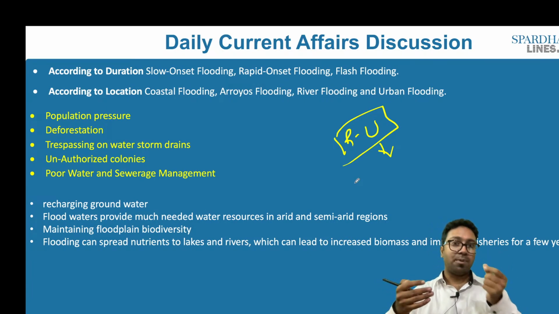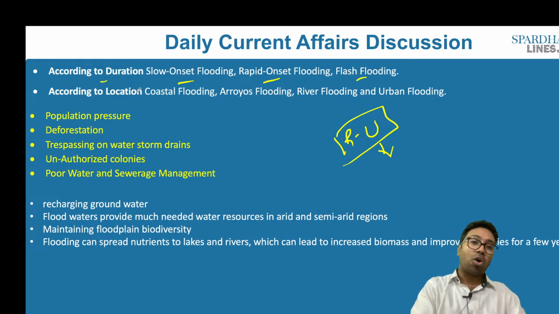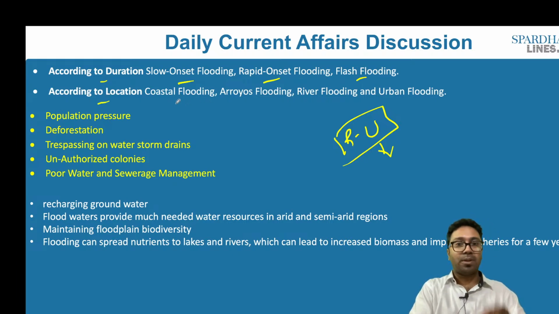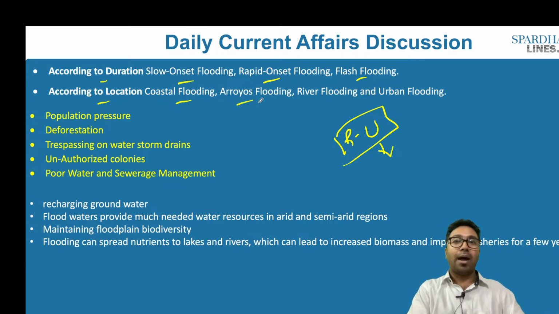So when we speak about floods, there are two types. One is according to the duration, where we have slow onsetting flood, rapid onsetting flood, and then we have flash flooding. And according to the location, it can be grouped as coastal flooding, so those floods which happen along the oceanic water, areal flooding, river flooding, as well as urban flooding. So this is about urban flooding in the present situation.